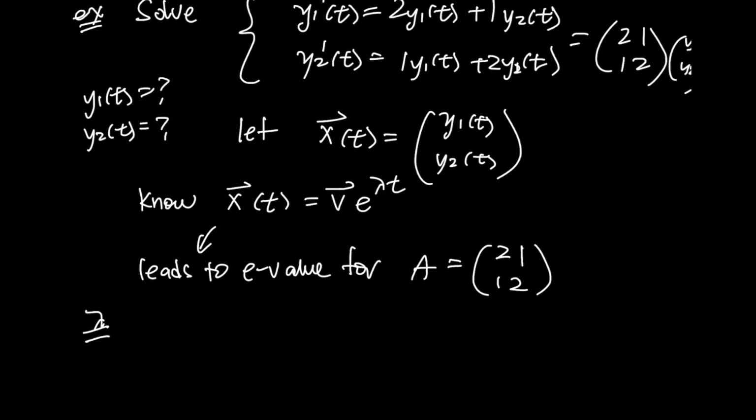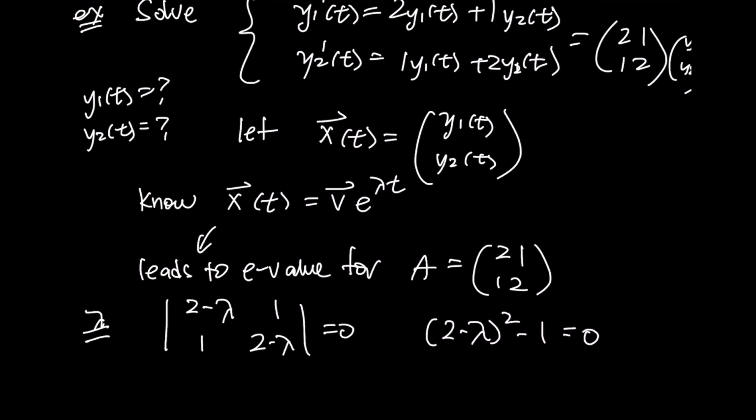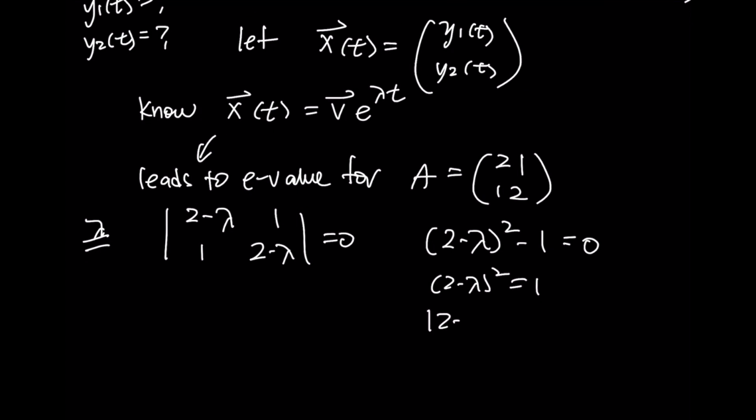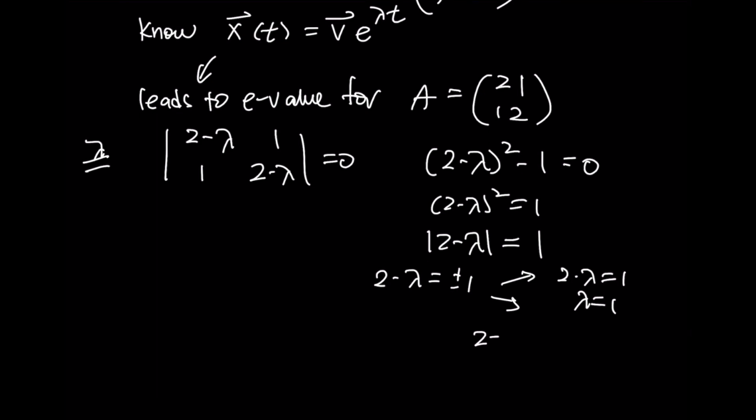So we're going to find the lambdas. What we need to do is take the determinant of this matrix, set it equal to 0. We'll have (2 minus lambda) squared, subtract 1 is 0. (2 minus lambda) squared is 1. If we were to take the root of both sides, we'd get the absolute value of 2 minus lambda is 1. So 2 minus lambda is plus or minus 1. And that's going to give me two different solutions. 2 minus lambda is 1, so that means lambda is 1. Or 2 minus lambda is negative 1, so that means lambda is 3.